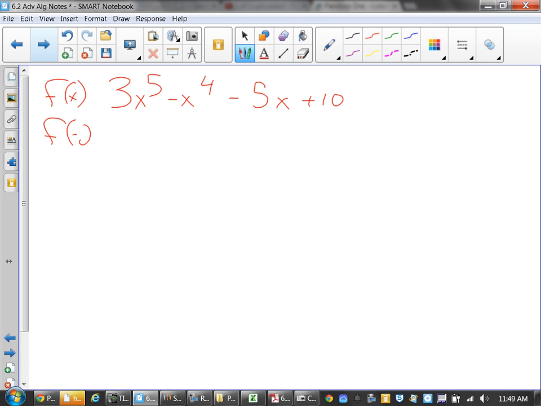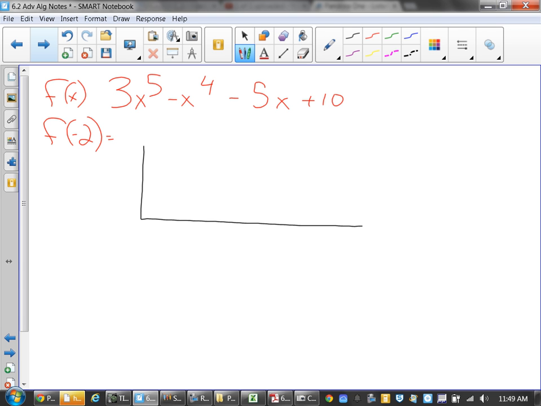This is for that same function. There's another way to do this. It's called synthetic substitution. The previous one was direct substitution. Synthetic substitution starts with something like that. It kind of looks like an upside down division bar.